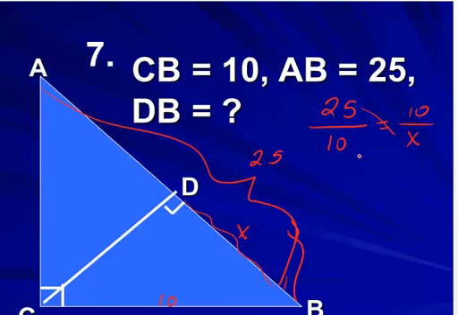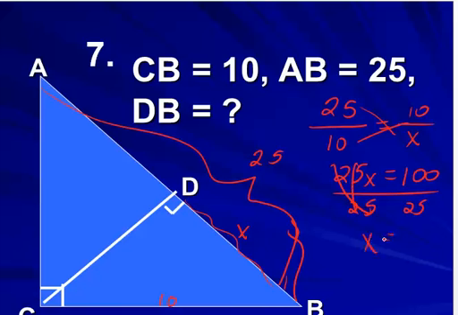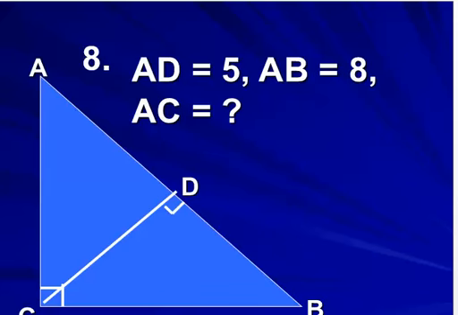Cross multiplying, 25 times X is 25X equals 10 times 10 is 100. And if we divide by 25, we find that X is 4. So you really want to watch and just make sure you have the piece of the hypotenuse that's adjacent to the leg that is being discussed in the problem, the one that's closest.